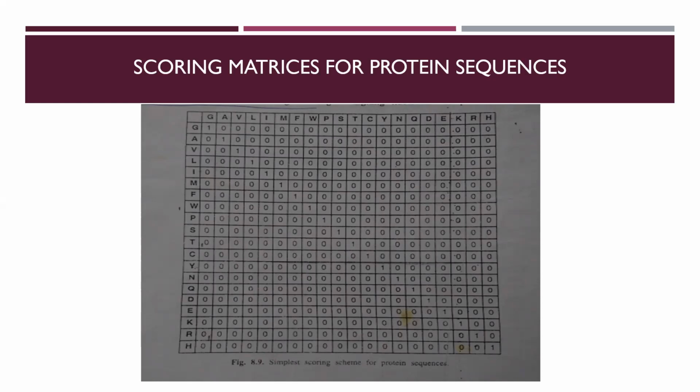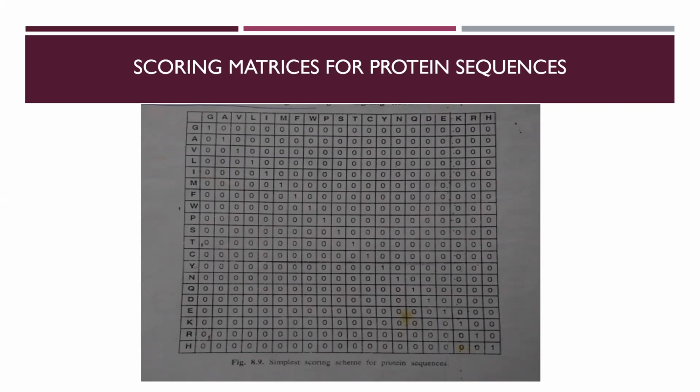What did we discuss so far? Whatever is shown on the screen is the simplest scoring scheme used for protein sequences. But a better scoring scheme considers the physicochemical properties of amino acids, where maximum, high and low scores are given depending upon the type of amino acids aligned with each other. And the third scoring scheme makes use of the genetic code utilized by that particular amino acid.